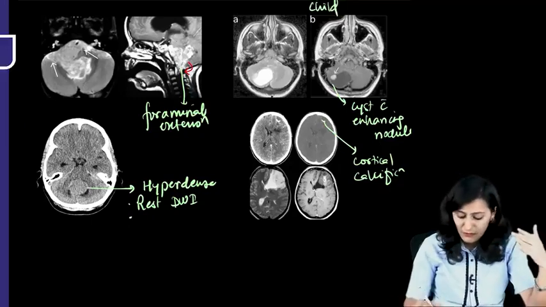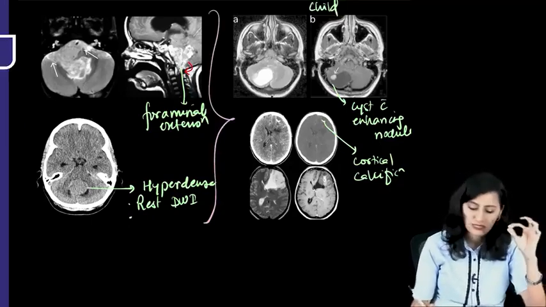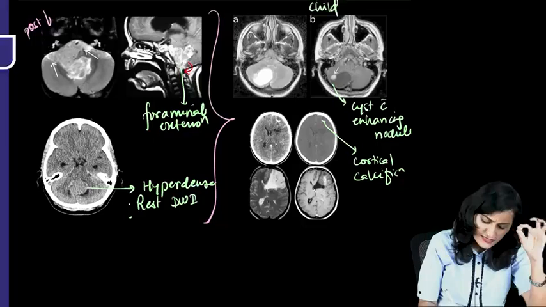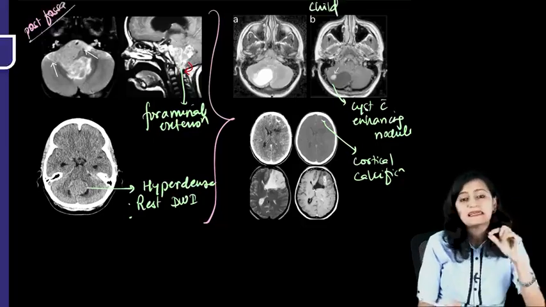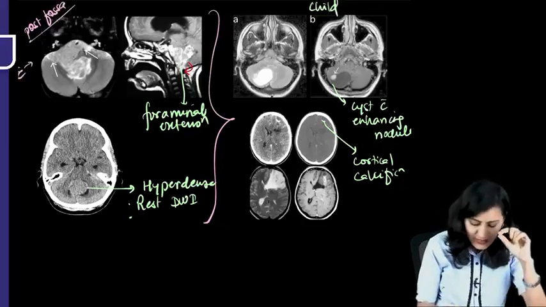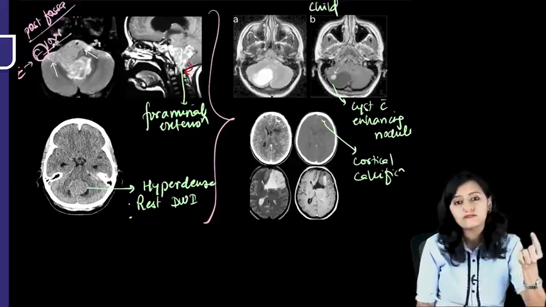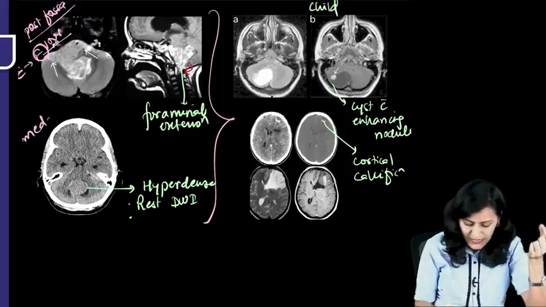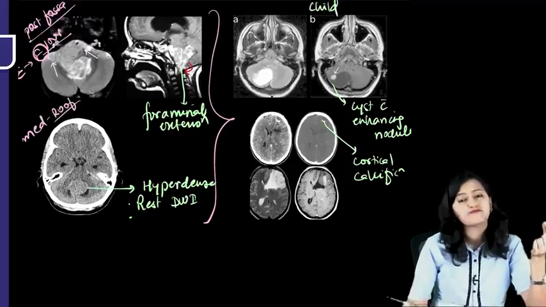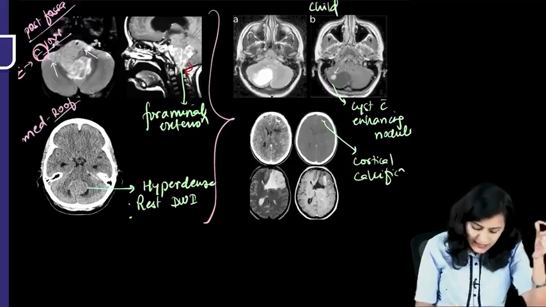Next one, ependymoma versus medulloblastoma. Both of these, they commonly occur in the posterior fossa. The difference is ependymoma, E comes before F. Remember, it's related to the floor of the fourth ventricle. Medulloblastoma is related to the roof of the fourth ventricle. E comes before F.